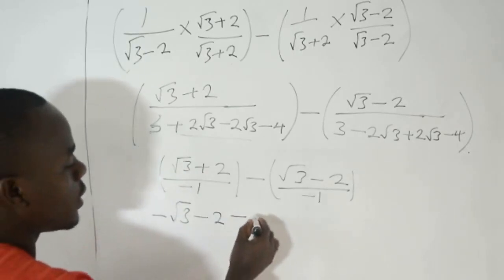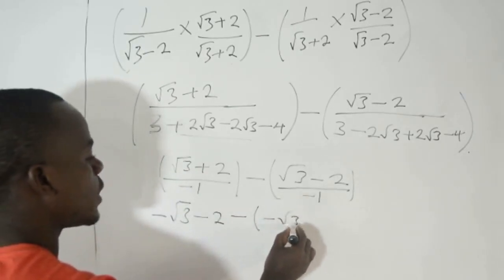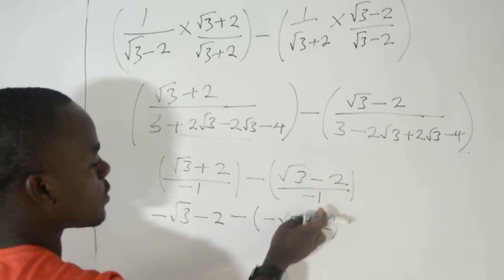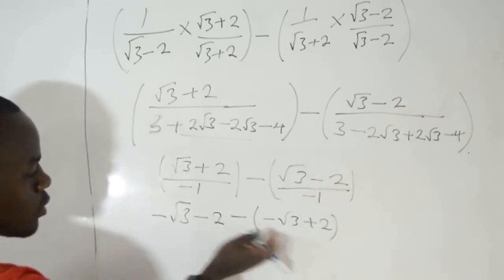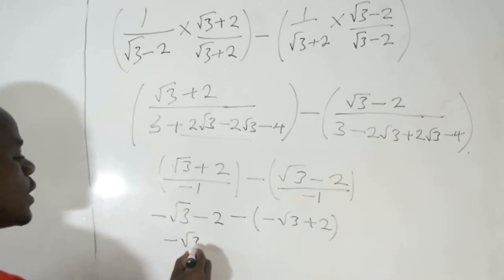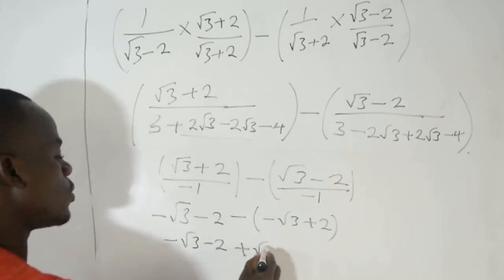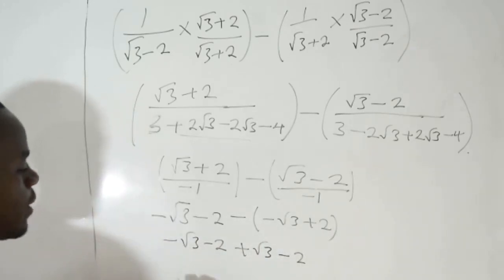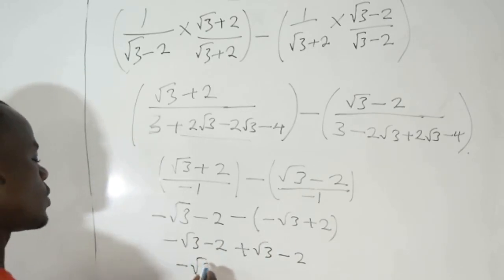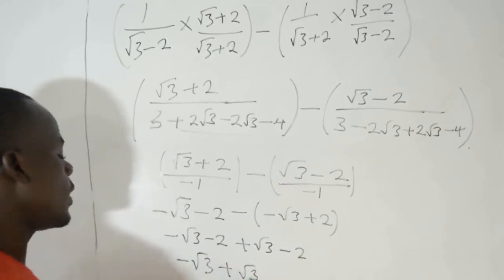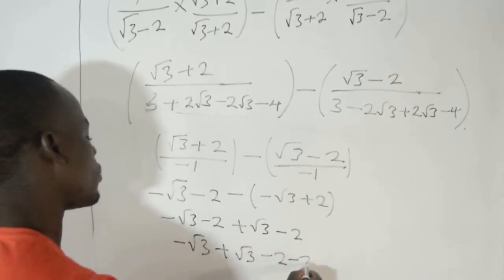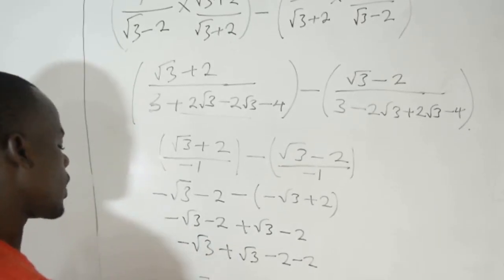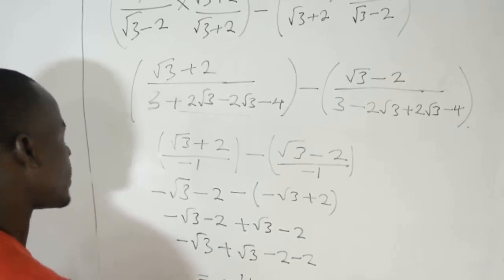Then minus, here we have minus root 3 as well, and then plus 2. This divide this, we have this, and then this divide this, we have this, isn't it? So we are now going to use this minus to open up this bracket, and that will give us minus root 3 minus 2 plus root 3 minus 2. If you collect your like terms here, we are going to have minus root 3 plus root 3 minus 2 minus 2. Minus root 3 plus root 3 is 0. Then minus 2 minus 2 will give us minus 4. And that is our answer.